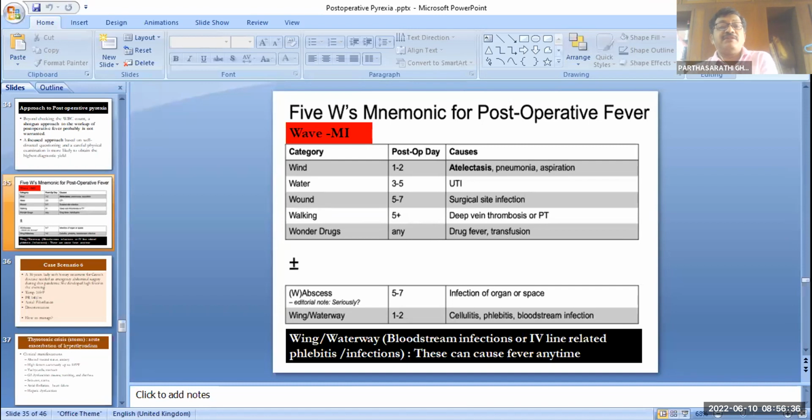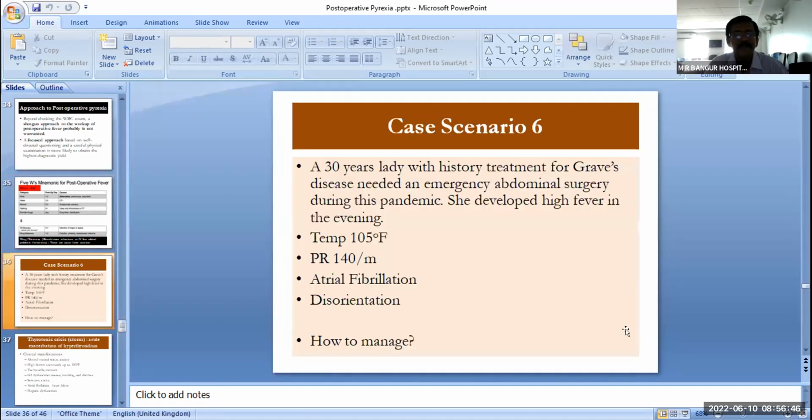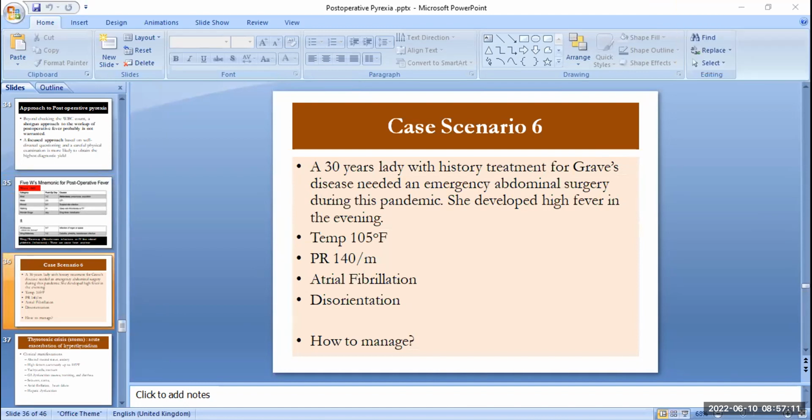Now, this is the last scenario. A 30-year-old lady with a history of treatment for Graves' disease needed an emergency abdominal surgery during this pandemic. Now she developed a high fever in the evening. Temperature is 105 degrees Fahrenheit, pulse rate 140, and the ECG monitor shows atrial fibrillation. The patient is disoriented. Now, what is your thinking in this particular case? Yes, sir. A 30-year-old lady with Graves' disease, getting treatment during the pandemic, develops high fever following an emergency abdominal surgery.